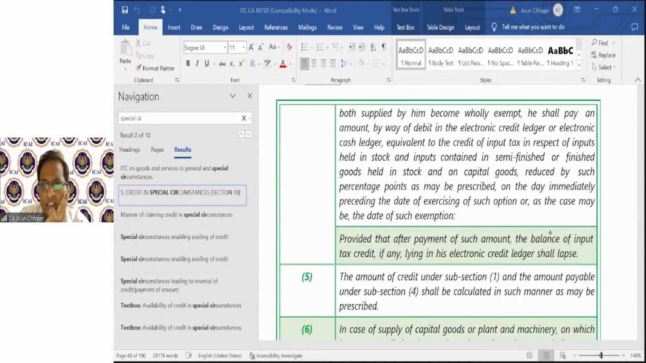$41.60 would be of no use, so it will lapse. Will it be 40 or less? I think the differential amount is lesser. 41.60, okay, okay. Whatever calculation you do, the balance amount would lapse.